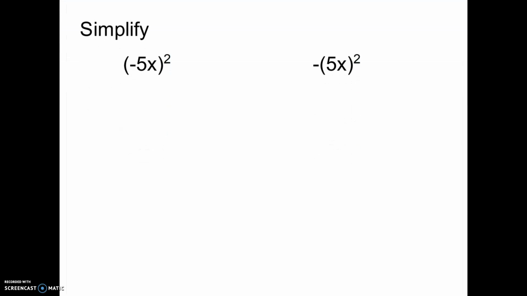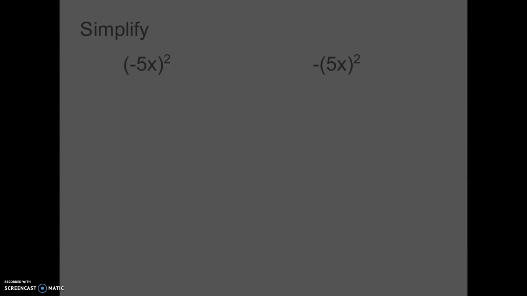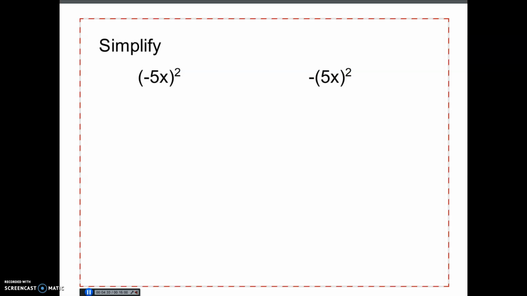So this time I have two things that look very similar to each other, but they are actually a little bit different. When you look at these, I have negative 5x squared and I have negative 5x squared. The only difference is where the negative is, but it makes a big difference because in this case over here, the negative is inside the parenthesis, which means it's all part of what's being squared. So squared means multiplied by itself, right? So this is negative 5x times negative 5x.